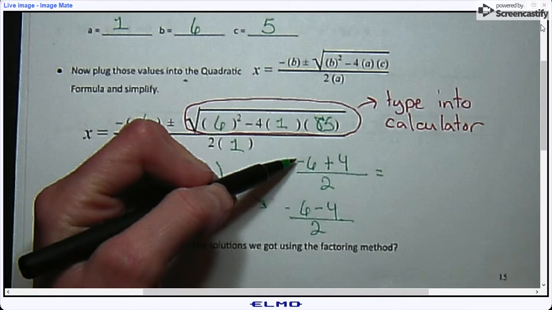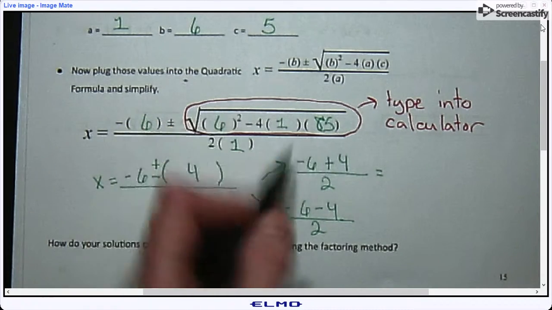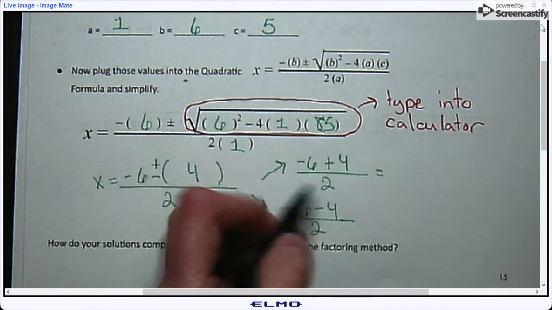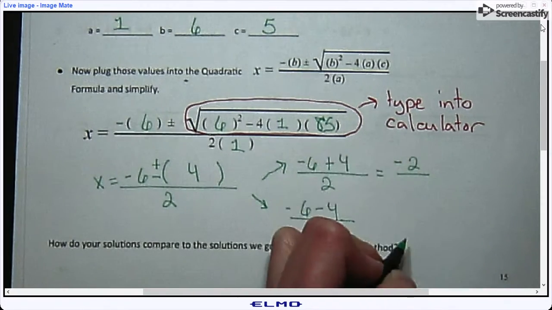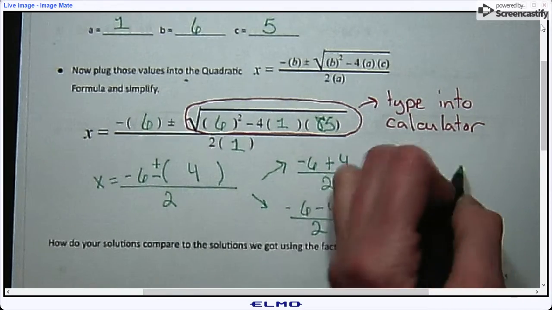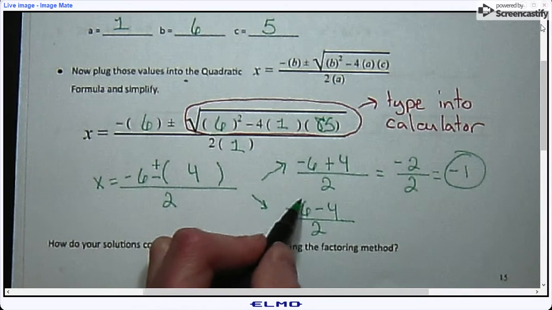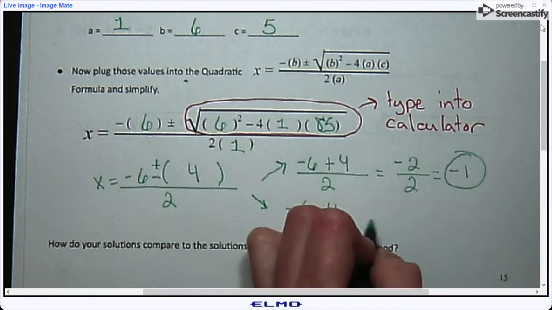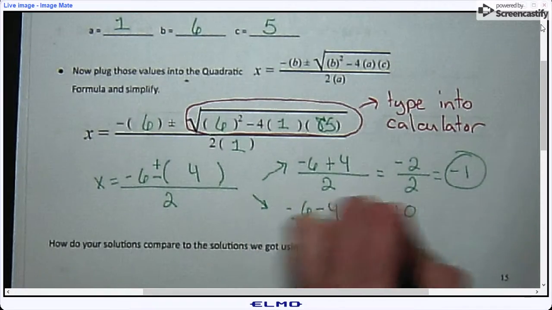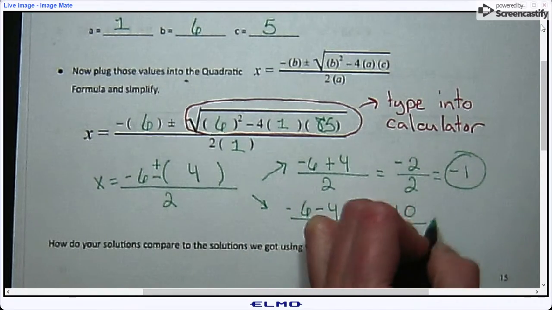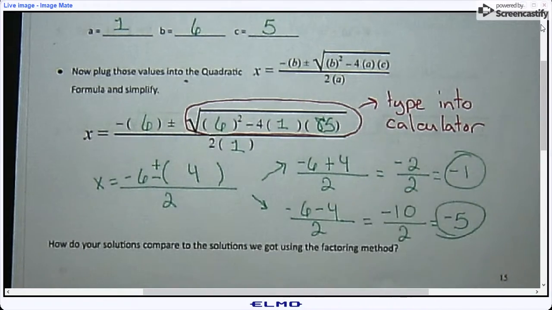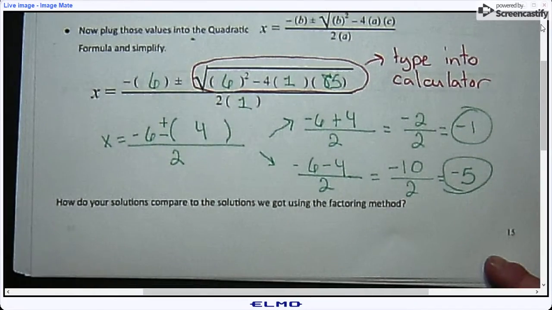Now we can enter each of those fractions into the calculator. Second, y equals, fraction, negative 6 plus 4 over 2. And we get negative 2 over 2, which is negative 1. Then I enter the second one, negative 6 minus 4 over 2. I get negative 10 over 2, which is negative 5. So we still get the same answers as we did using factoring, but with a different method. So how do our solutions compare? They're the same.